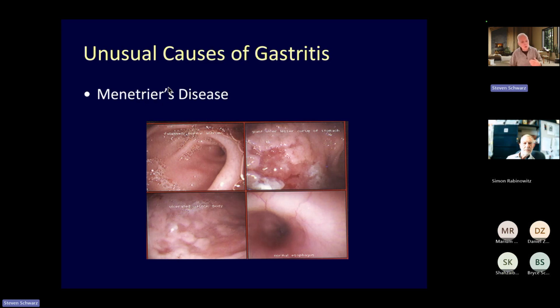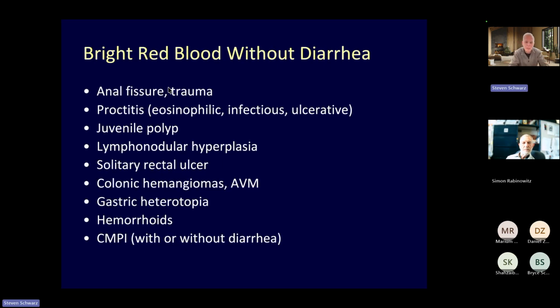So these are all board questions. Menetrier's is commonly associated with cytomegalovirus infection. So, bright red blood without diarrhea. Again, the most common thing that we would see would be an anal fissure and or other traumatic injury. And what is the characteristic of the blood in a child who has an anal fissure?